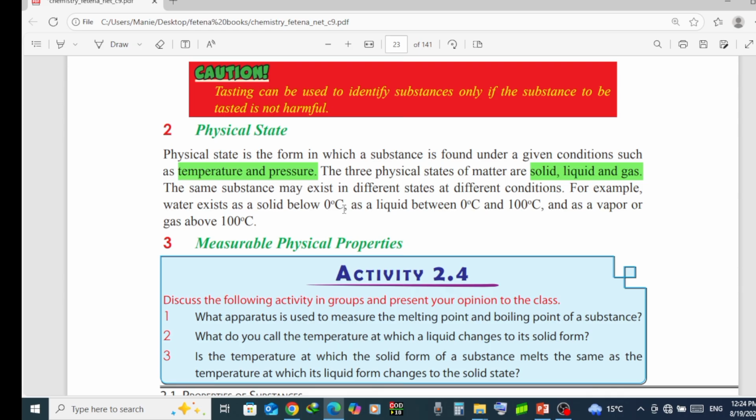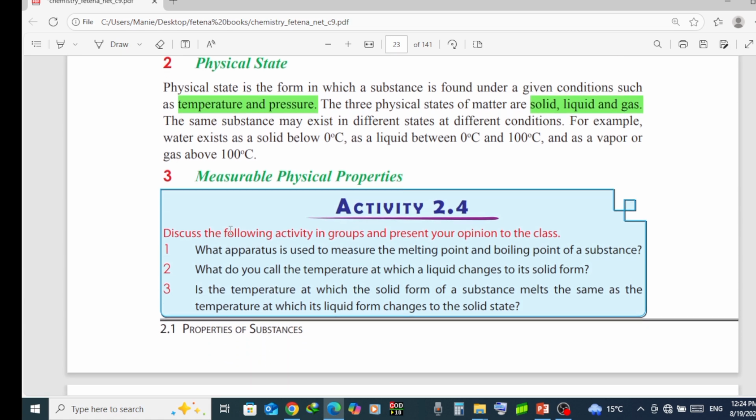The other thing that we have to consider under physical properties is measurable physical properties. Now here we have the activity: discuss the following activity in groups. 1. What apparatus is used to measure the melting point and boiling point of a substance?